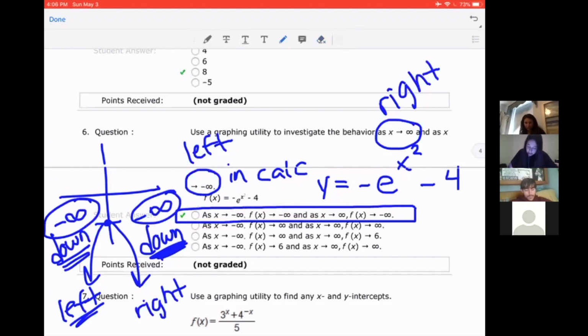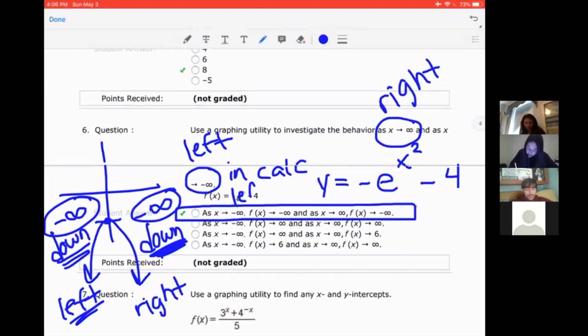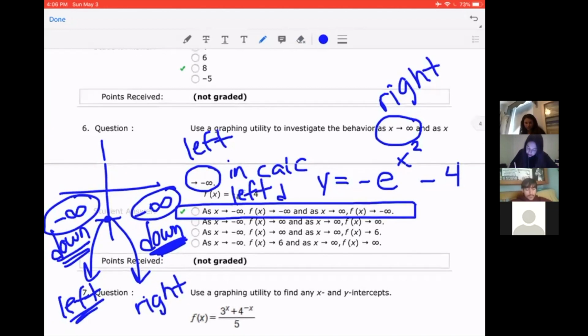And let me erase this so I can put that. We're saying as we go to the left, the graph is going down. And then we're also saying as we go to the right, the graph is going down. So do you see how we're using each of those symbols? Does that make sense, guys? Yeah. Okay, so just realizing that the first one is talking about left or right, and then the second symbol is talking about up or down. Okay, does that make sense? That was a hard one. Anything else, Kara?